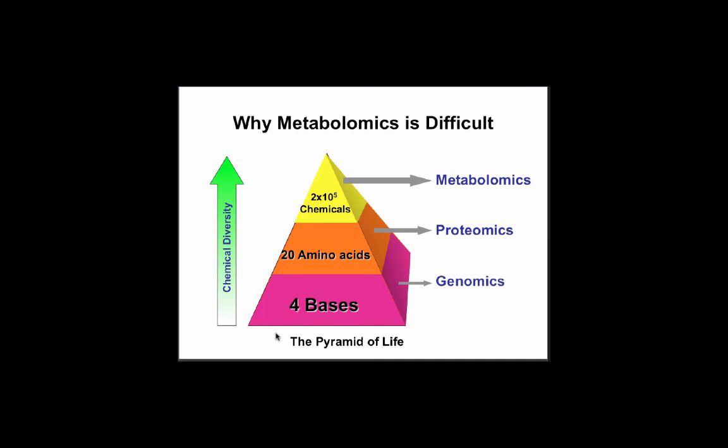In the case of metabolomics, we're looking at several hundred thousand different chemicals. So it's not 20, it's not 4. Each of them requires a different type of separation. Each of them requires a different kind of analysis. Some are volatile, some are insoluble, some are hydrophobic, some are hydrophilic. Some go down columns nicely, some don't go down columns at all. Some are big, some are small. The range in size, the range in concentration is profound. So the chemical diversity and complexity is what makes metabolomics so difficult.